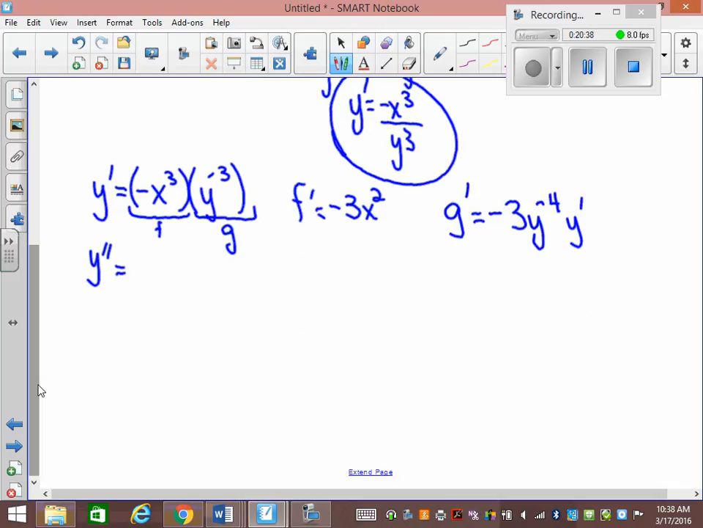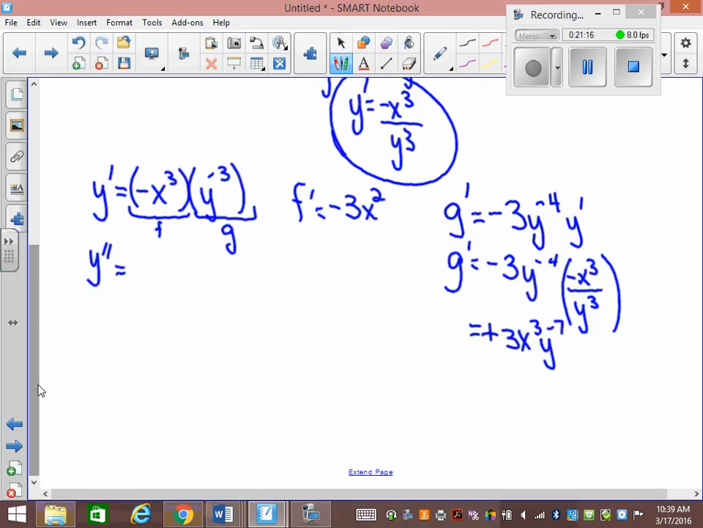Okay? So we're going to plug it in before we even do the derivative. It'll be gone. So g prime then would be negative 3 y to the negative 4 times y prime being negative x cubed over y cubed. Let's reduce that. So we're going to get negative 3 times a negative x, so positive 3 x cubed. And what's y to the negative 4 over y to the 3? Y to the negative 7. Then we do product rule.